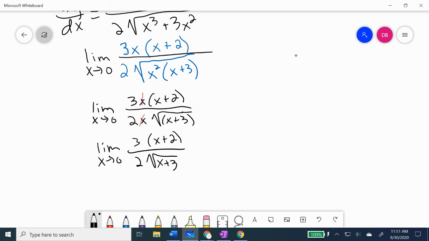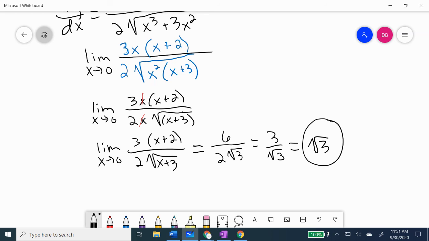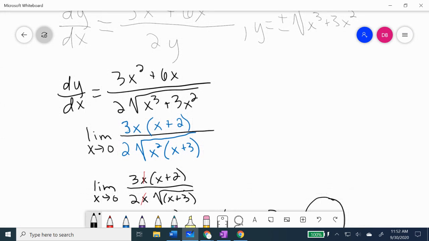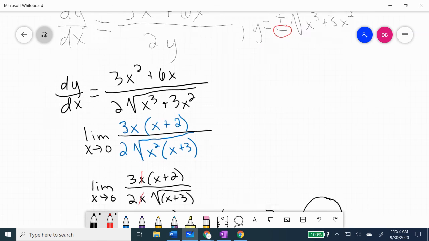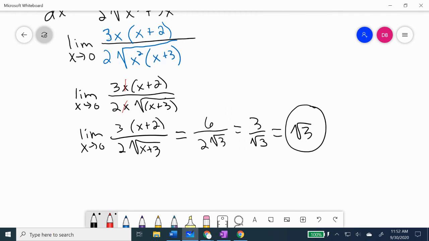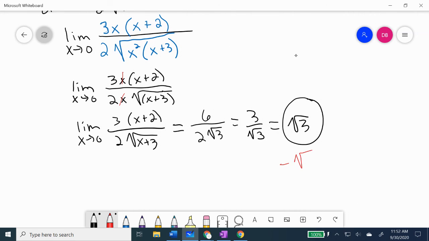I can now plug 0 in, and that will give me 3 times 2, which is 6, over 2 times the square root of 3. I can simplify that more. So the slope, at least for the positive root, is root 3. However, I do have a second function that is going on. And so it looks like I've got a positive root 3 slope as well as a negative root 3 slope.